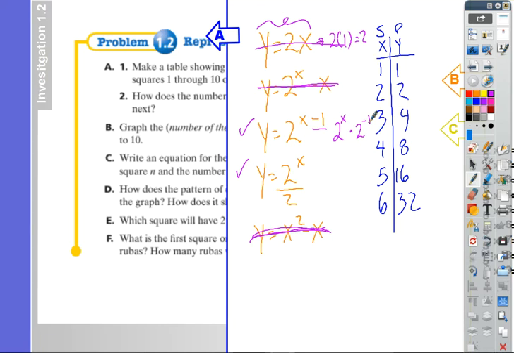Eliana? 0.5. What's another way of saying 0.5? We want it as a fraction. So 2 to the -1 is also equal to 1/2. So really, we have 1/2 times 2 to the x power. Multiplying by 1/2 is the same as dividing by 2.